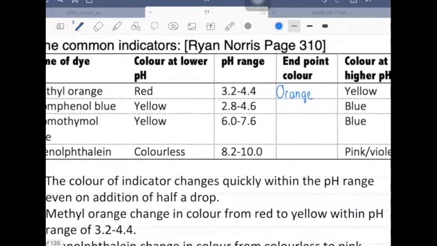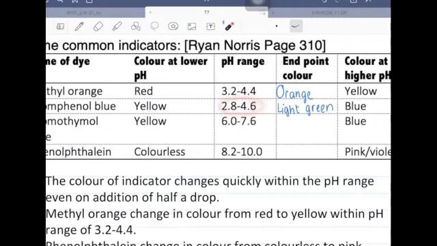Bromophenol blue is yellow below 2.8. Okay. And then above 4.6, it is blue in color, but the color that we want is light green. Okay. Or sometimes dirty green. Again, your equivalence point needs to be situated between 2.8 and 4.6 if you are using bromophenol blue.